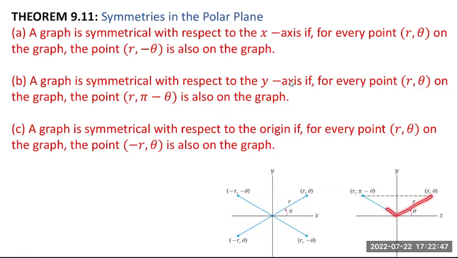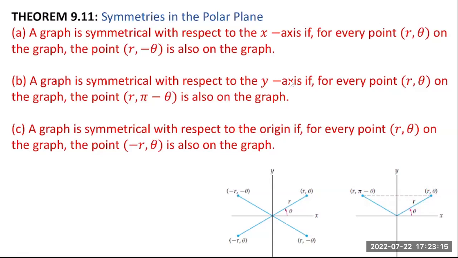If this length is the same as this length, we can take this to be a positive r length. And then the angle. What is this angle? That angle is exactly pi minus theta, because this angle is theta by symmetry. So whenever r comma theta is on your graph, r comma pi minus theta should also be on your graph for that to be a symmetric graph with respect to the y-axis.